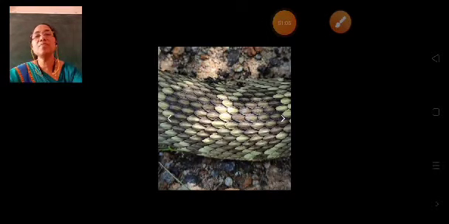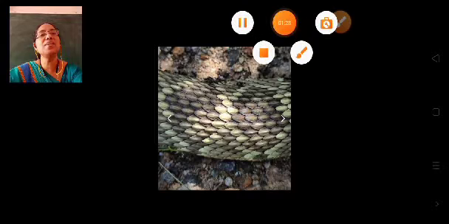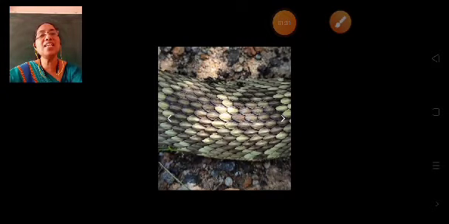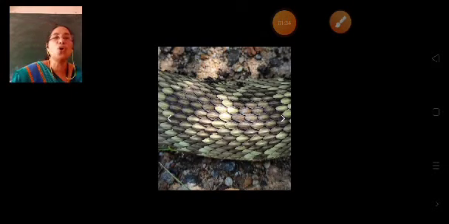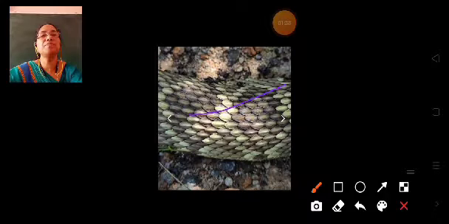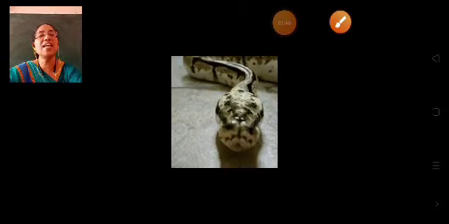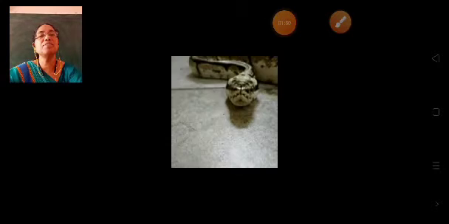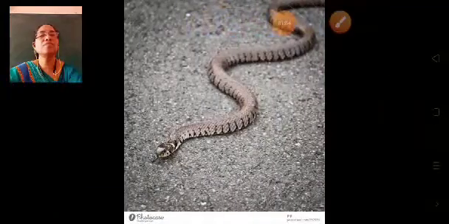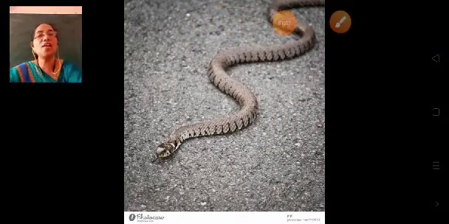Students, animals like snakes, they do not have legs, right? Students, they have plates or scales that help them crawl on land. See the image shown here. Here you can see the scales of snakes which help them to crawl. Okay, see the image. See the image of snake crawling on the land. This is also image of crawling snake.